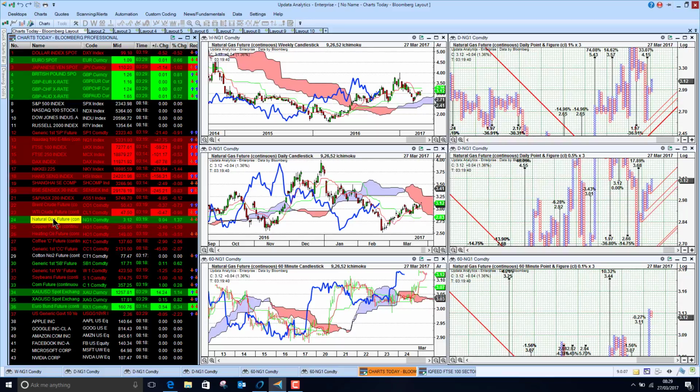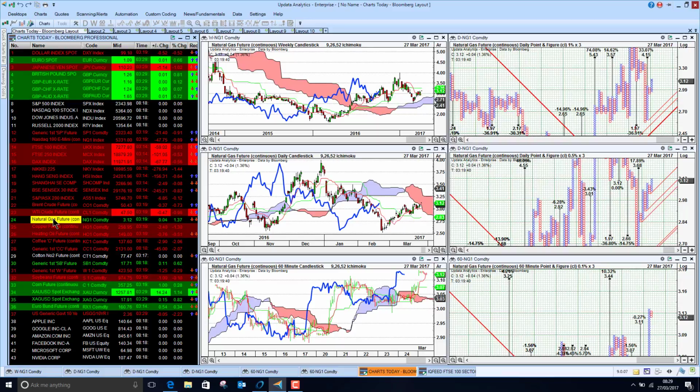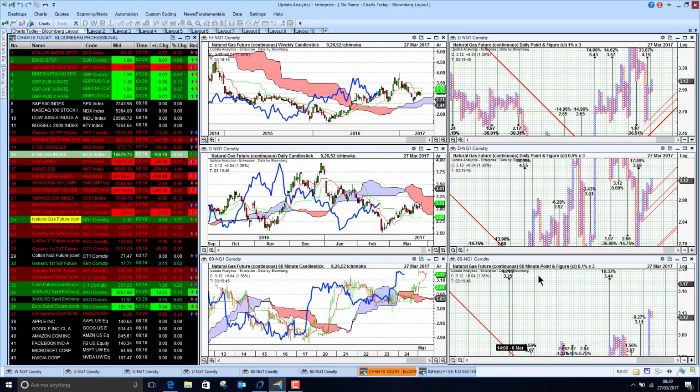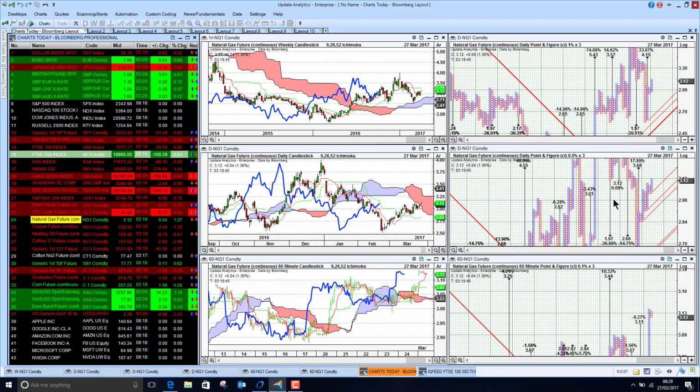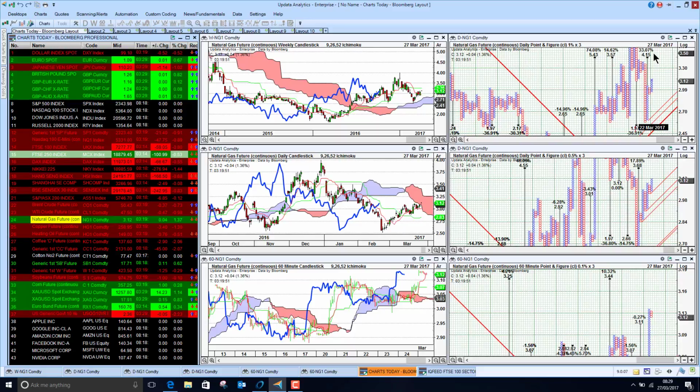Nat gas is actually holding up quite well. US nat gas $3.12, so we're still bullish above the cloud in the short term. We've got targets to 3.44 and 3.25, and longer term 3.68 and 4.15. So nat gas is still looking pretty good.